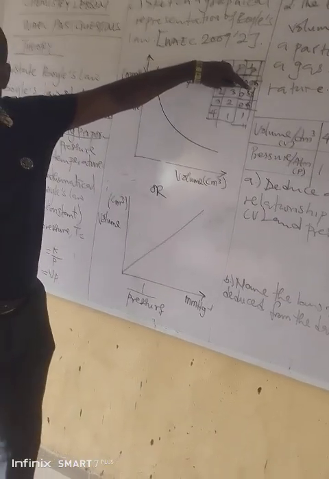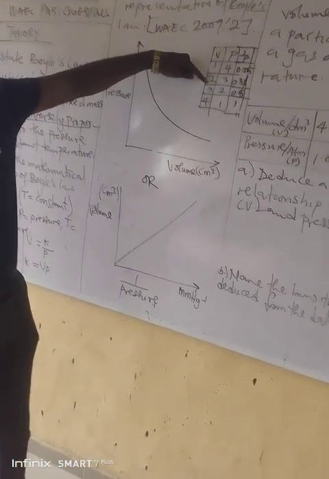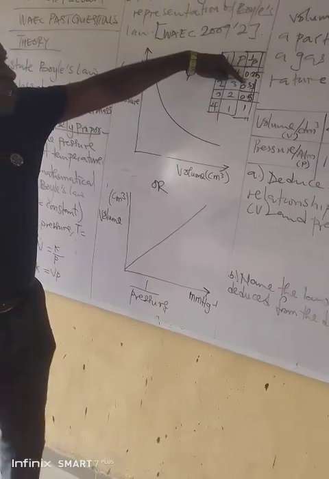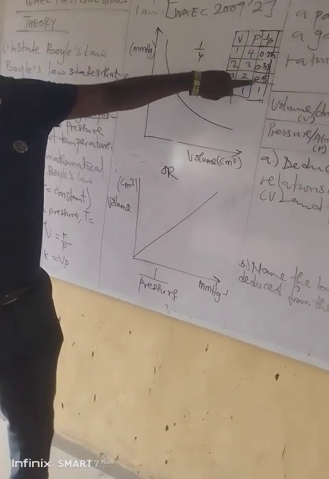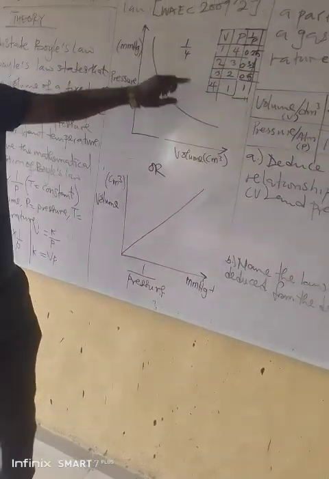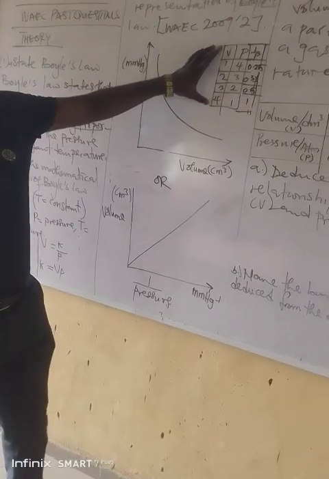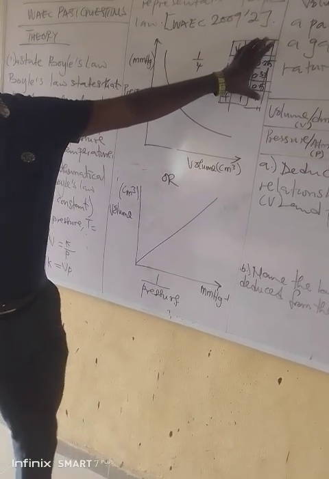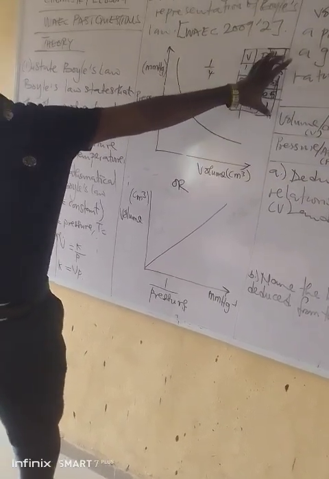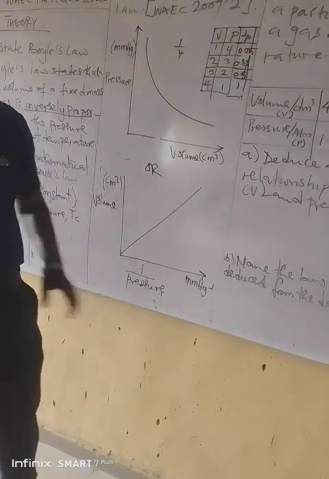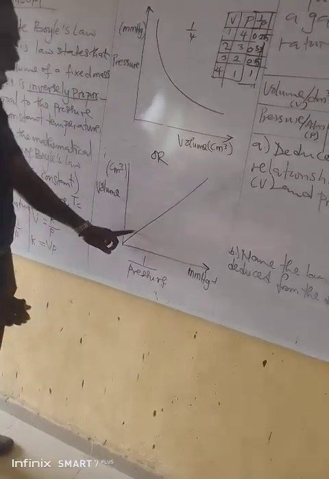Am I talking to you? And the volume is also increasing from 2 to 3. The inverse of pressure is increasing from 0.33 to 0.5. Are we there now? So that's how we say that the volume of a fixed mass of gas is directly proportional to the inverse. That is, as volume is increasing, inverse of pressure is also what? Increasing. When it is inverse. So that's why we have something like this.